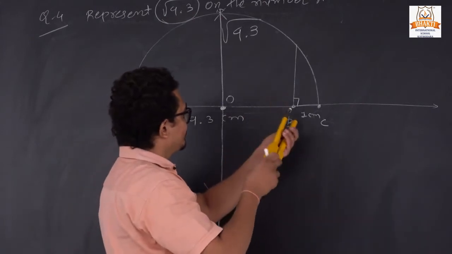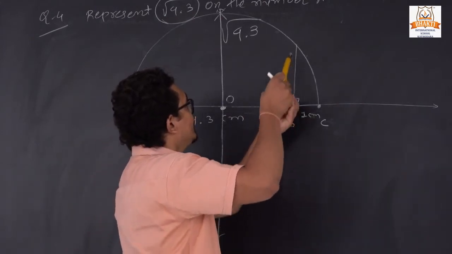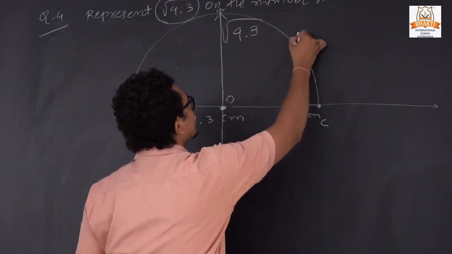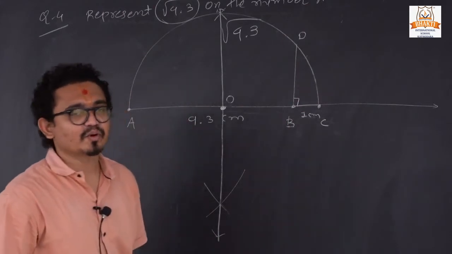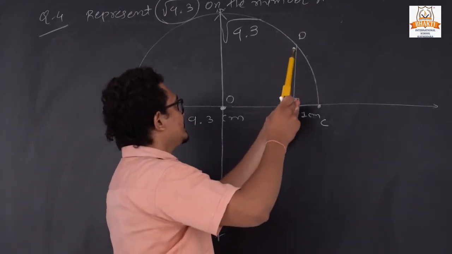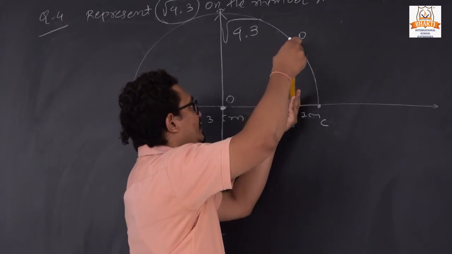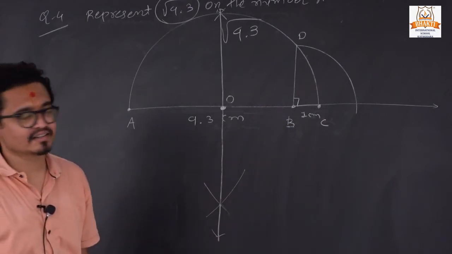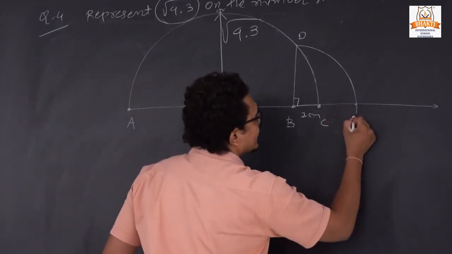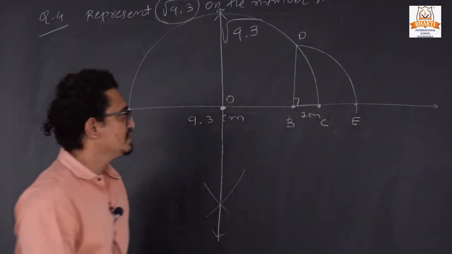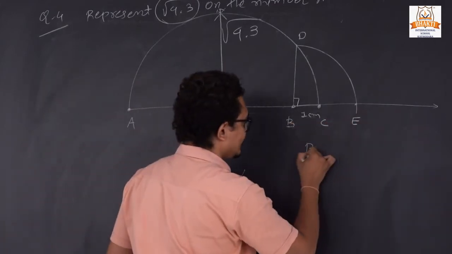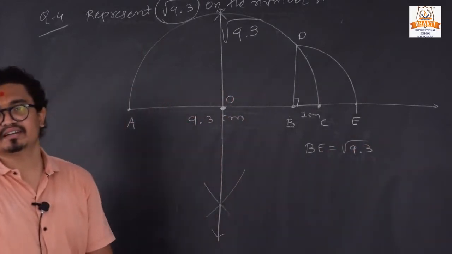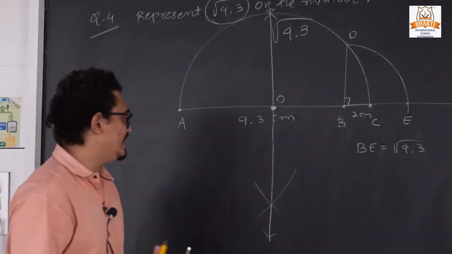From B, take the measurement of that up to that point. So we can also declare that point as D. Take the radius of BD and take one more arc on our number line, and we can declare that point as our E. So BE is always the value of under root 9.3. So now we can write its steps.